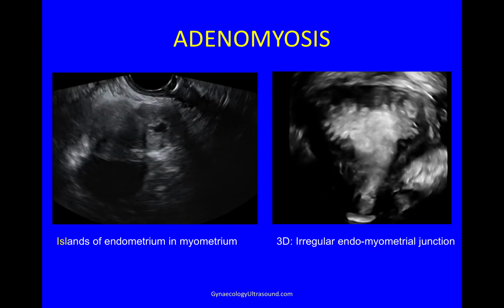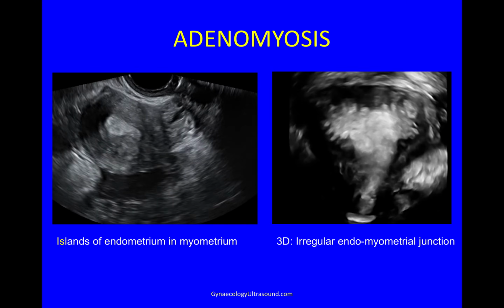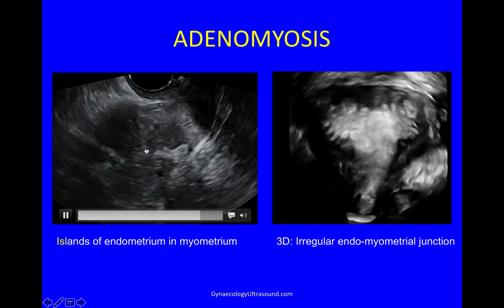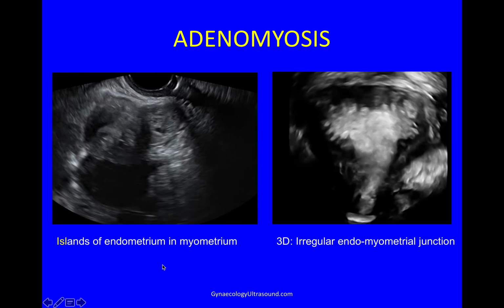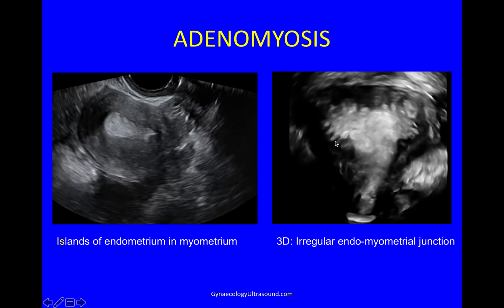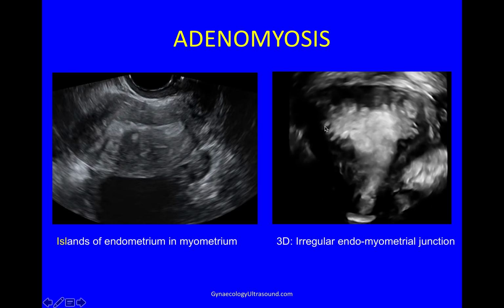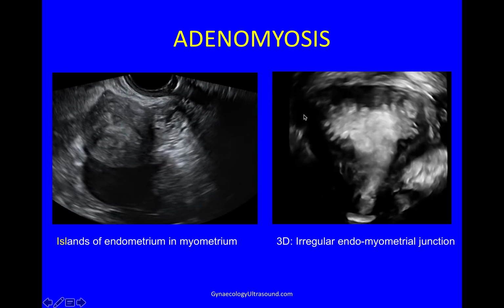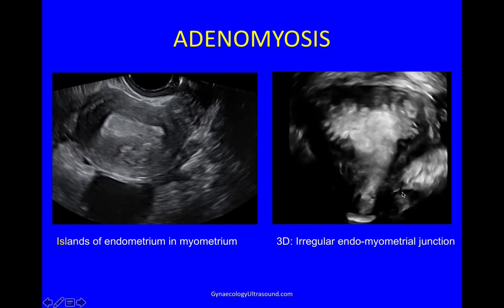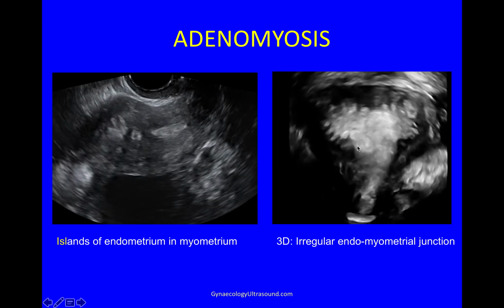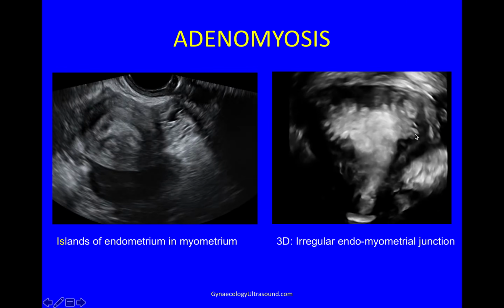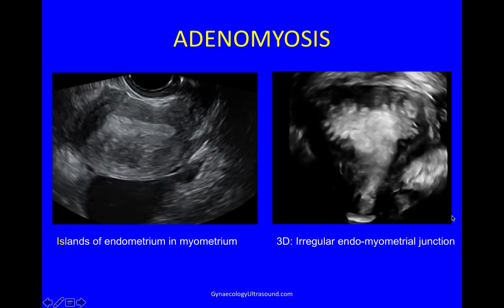In this video, you can see a different uterus with adenomyosis where there are islands of endometrium in the myometrium. On 3D, you can see those islands as little outpouchings from the cavity. In this view on 3D, this is the myometrial fundus, this is the right side, and this is the left side, and the cervix is at the bottom. You can see a very irregular endomyometrial junction. This is typical of adenomyosis.